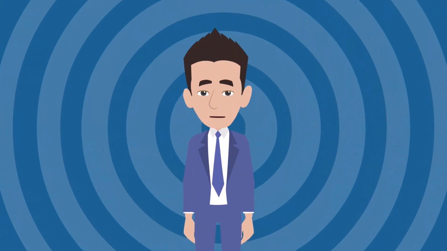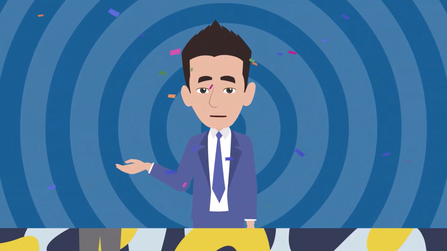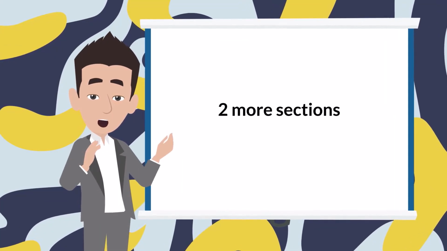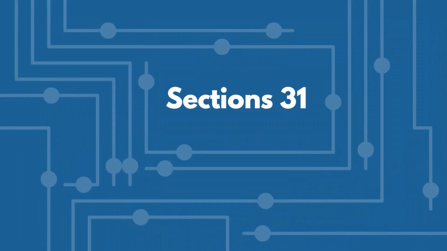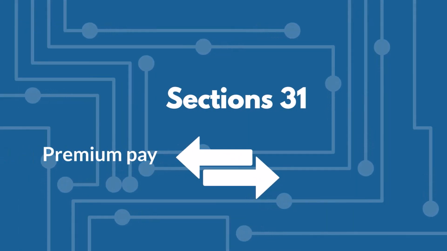If you've made it this far in the video, then congratulations. There are only 2 more sections left, and those are sections 31 and 32. Let's finish strong. Section 31 addresses the relationship between premium pay and overtime pay.